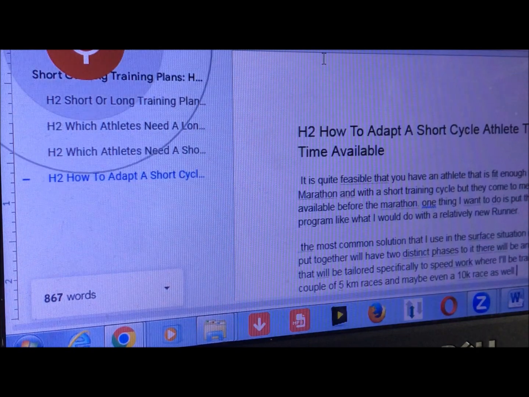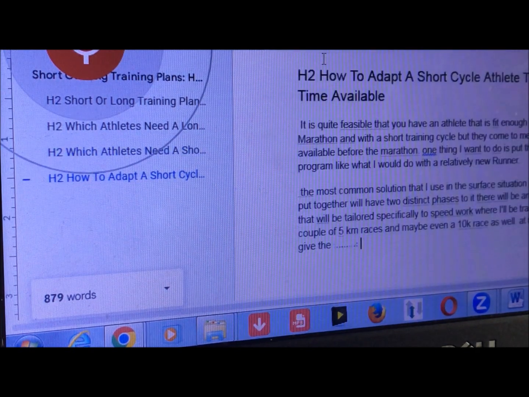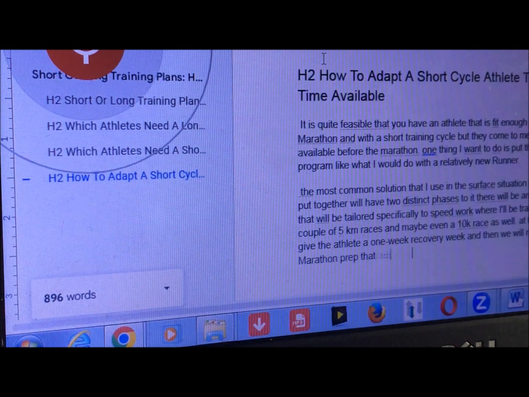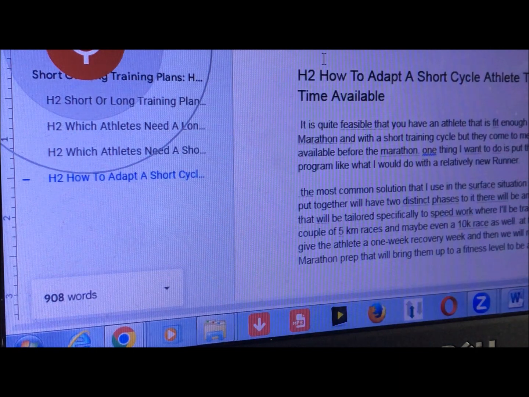At the end of the 10-week cycle, I'll give the athlete a 1-week recovery week, and then we will roll into a normal 12-week marathon prep that will bring them up to a fitness level to be able to potentially run a personal best.